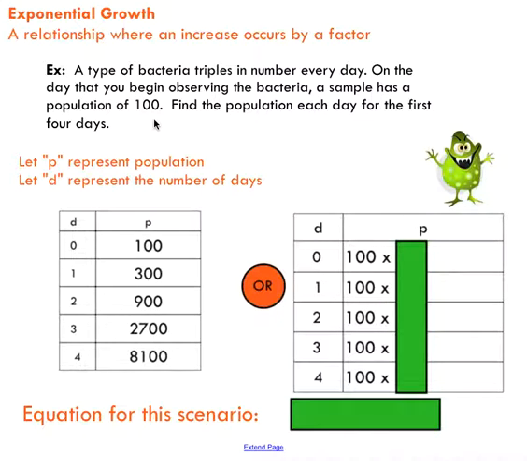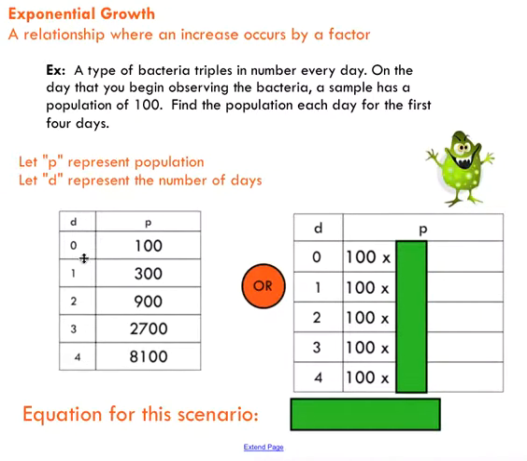On the day that you happen to start looking at these bacteria, your sample has a population of 100. So I'm going to let P represent your population and D represent the number of days. So at day 0, as soon as you start looking at these bacteria, you see that there's 100 of them. Your goal is to determine the population each day for the first 4 days.